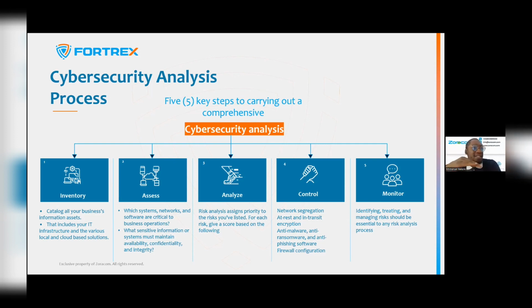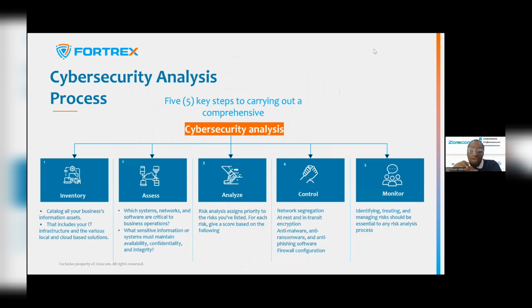So to curtail that, one of the first things you do is inventory the entirety of your IT assets. You catalog all your business assets, and that includes your IT infrastructure and various local or cloud-based solutions. The next thing you need to do once you've inventoried your assets is to assess them. You assess which systems, network, or software are critical to your business operations. Once you understand this, it helps you prioritize: these are critical systems, so let us find a way to secure them and prevent them from being open to attacks by any potential threat actors, external or internal.